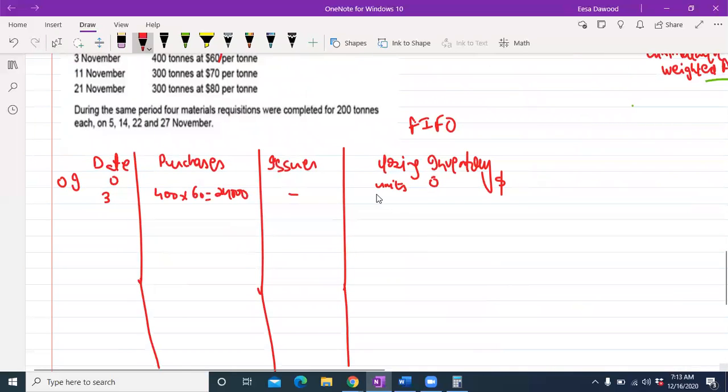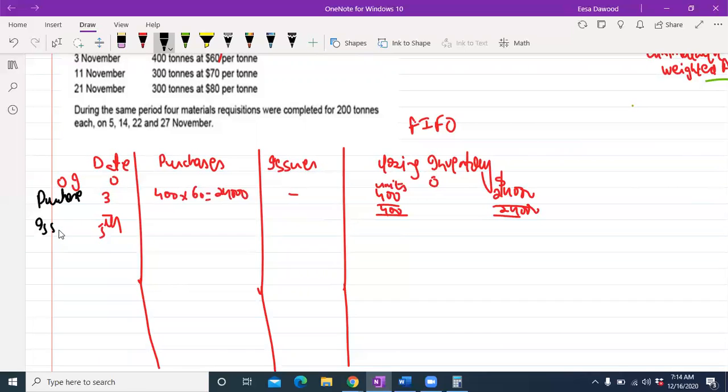So how many units? 400 units. And what is the value? It is going to be 24,000. We're doing the closing: 400 units, and the balance is 24,000. Now, after the 3rd, what is the date? It's the 5th. The 3rd was the purchase, and now on the 5th it's going to be the issue.